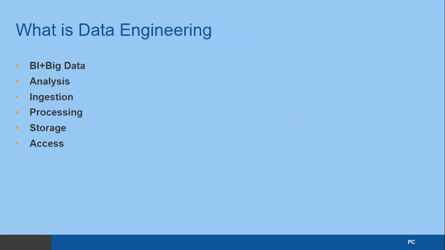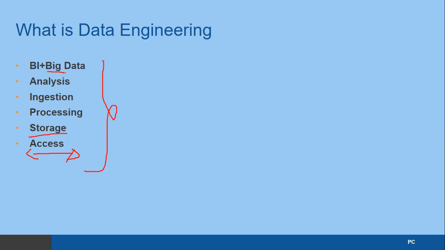Right? So at a high level, based on the previous 2 slides, a data engineer is nothing but he does BI plus big data, okay, applying business intelligence on big data. He analyzes the data and then he ingests it, then he processes it, then he stores it, then finally he takes care of access. Access is also one of the key things, because you need to give the right access on the right amount of data to the right people, right? That is also one of the key challenges of data engineering. So data engineering involves all these different roles and responsibilities.